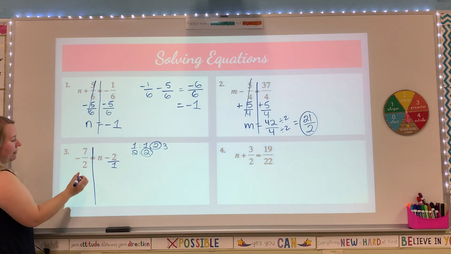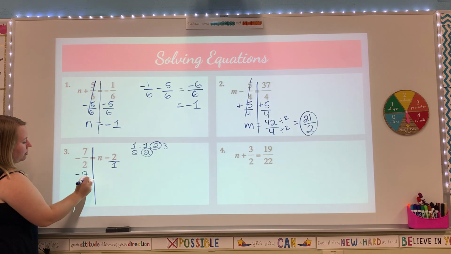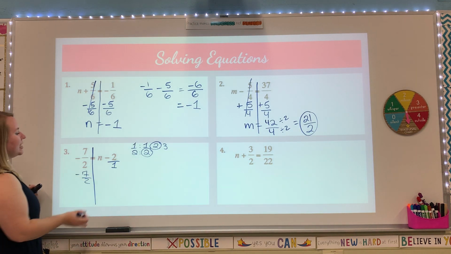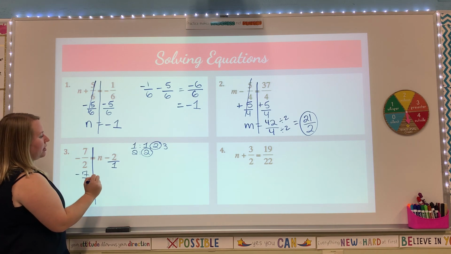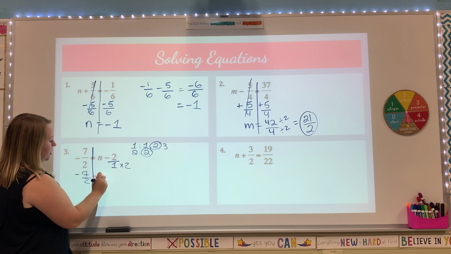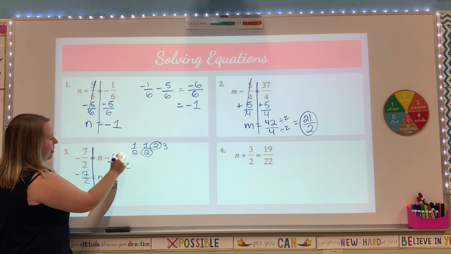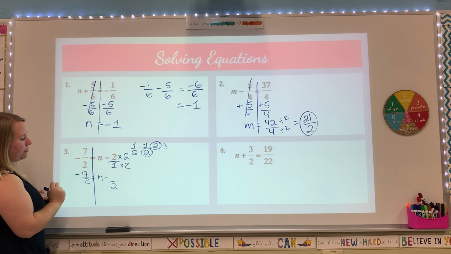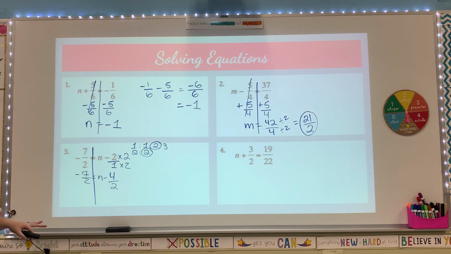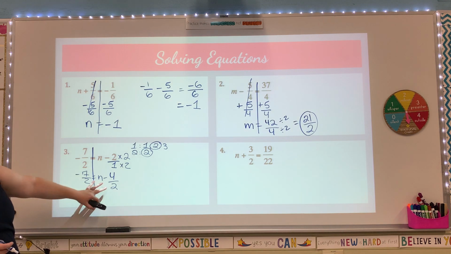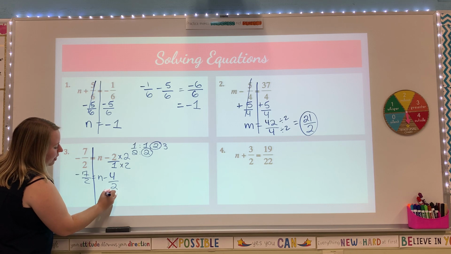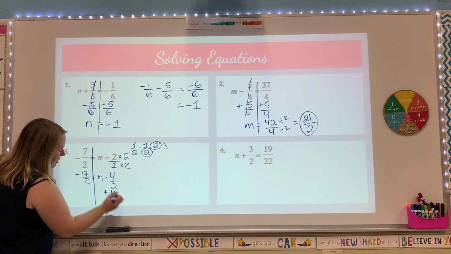I don't have to rewrite my -7/2. That's gonna stay the same because it already has a denominator of 2. What has to change is my -2/1. Since 1 times 2 gives me a denominator of 2, I'm gonna have to multiply my -2 by 2, and we get -4. Now that we've changed everything here, and they have the same denominator, I can now solve. I'm subtracting, so I am going to add 4/2.